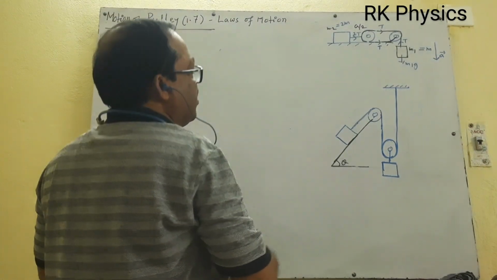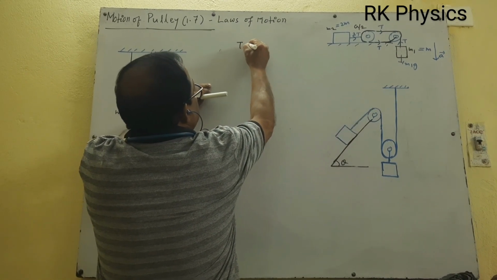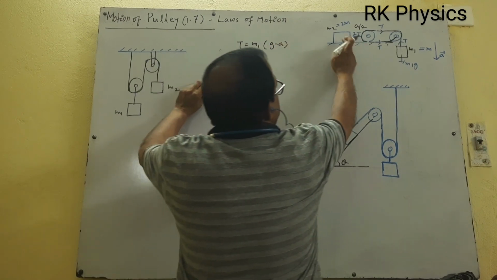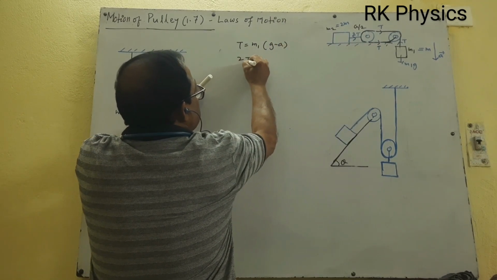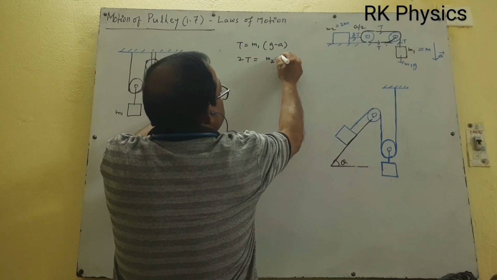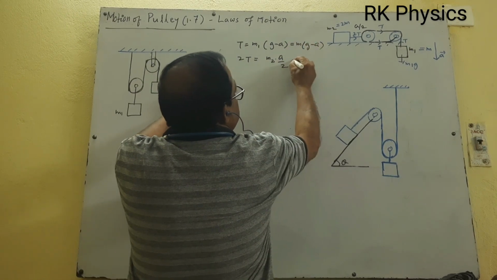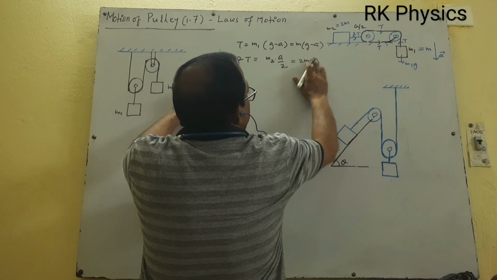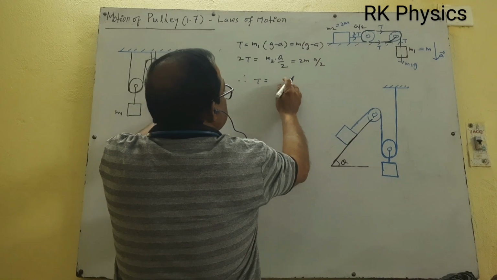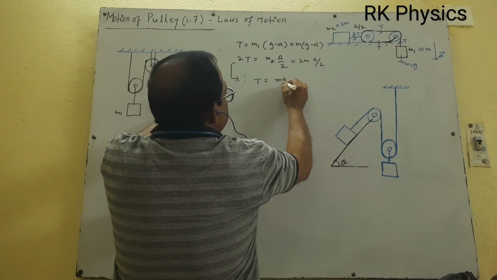Now let us write the equations. First equation: if M1 is moving down, you write T equal to M1 into (G minus A). For M2, this is 2T equal to M2 into A by 2. M1 is M, M2 is 2M. So from these equations you get T equal to MA by 2.